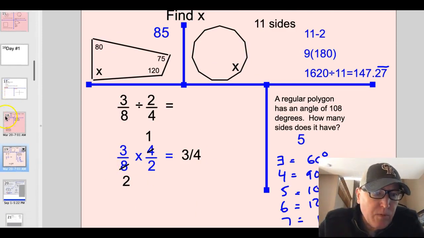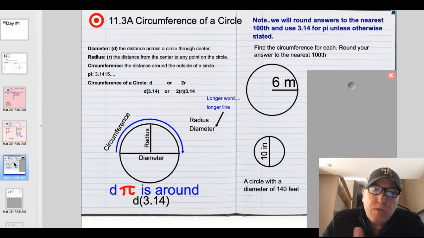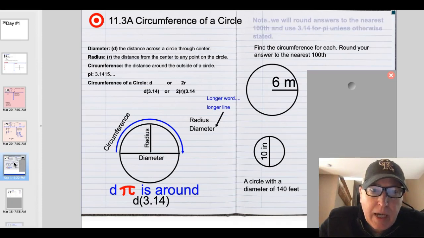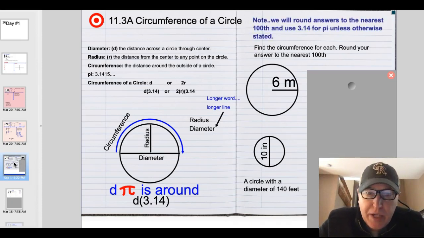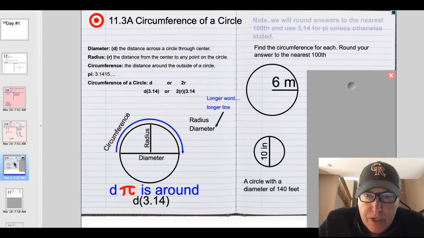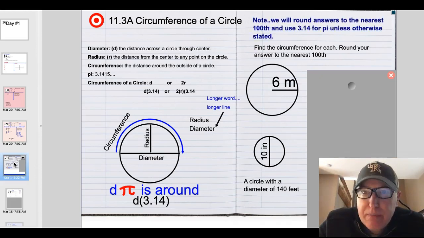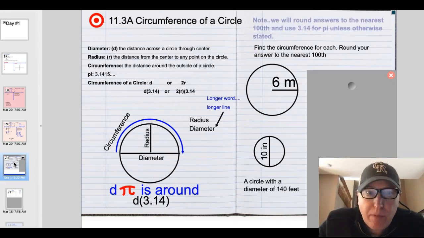And let's move on. Today's target, finding the circumference of a circle. Lots of writing on this page, and I really ask that you focus and listen so I can try to make some connections. Because if I can explain to you why this works and how this works, all you're going to have to remember is 2 words, d pi. D is even a letter, so d pi, that's what you're going to have to remember.